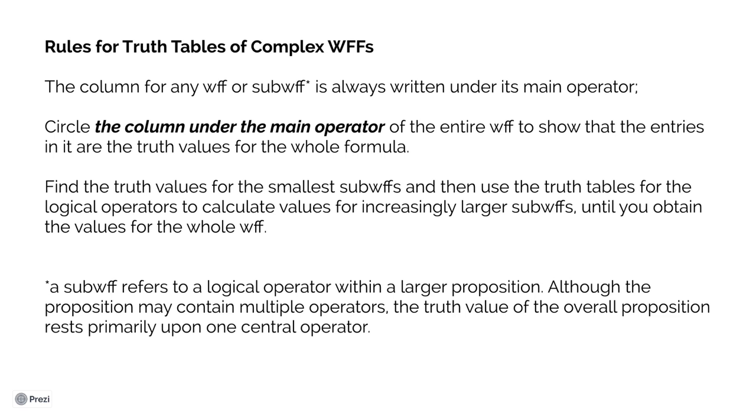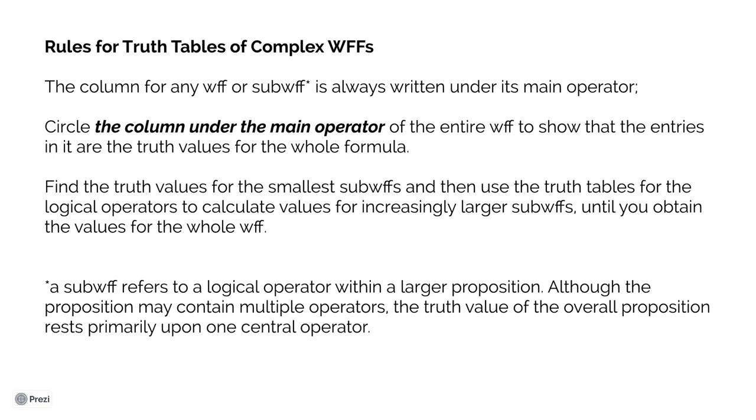Next, it will be helpful to circle the column under the main operator of the entire well-formed formula in order to show that the entries we place in that area are what is going to determine the truth value for the whole formula. As far as order of operations, we want to begin with the simplest propositions, and then we want to find the truth values for the smallest sub-WFFs, and then use those truth values for helping us to determine the truth value of any larger sub-WFFs until we obtain the value for the whole well-formed formula.